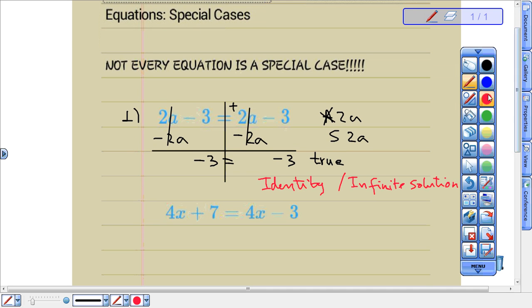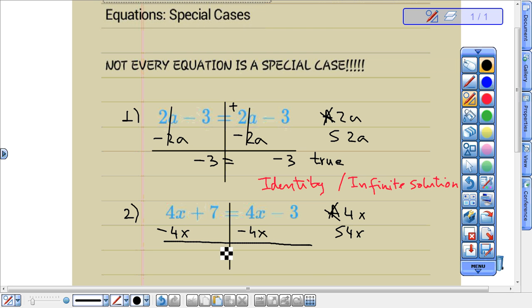For our second example, we have a slightly different example. We have a variable again on both sides. We're going to have to get rid of the variable from one side, so we're going to do that using subtraction. So we're going to subtract 4x on both sides. But again, with subtraction, the variable disappears on the left side because 4x minus 4x is 0, and then the variable disappears on the right side as well because 4x minus 4x is also 0.